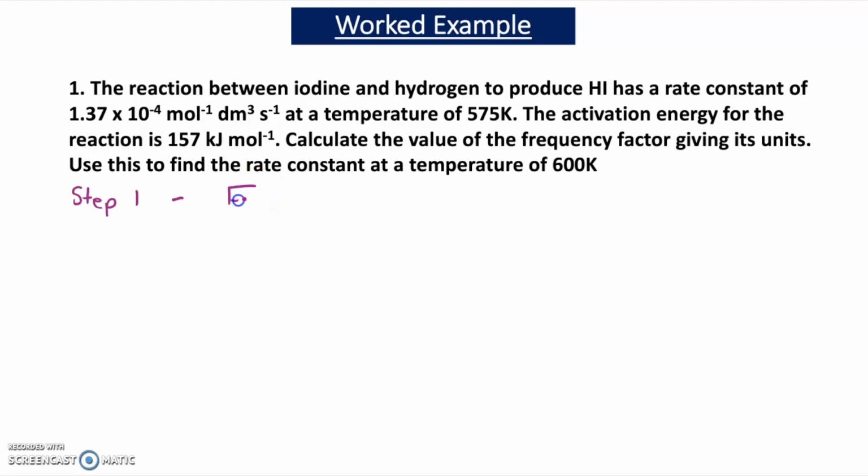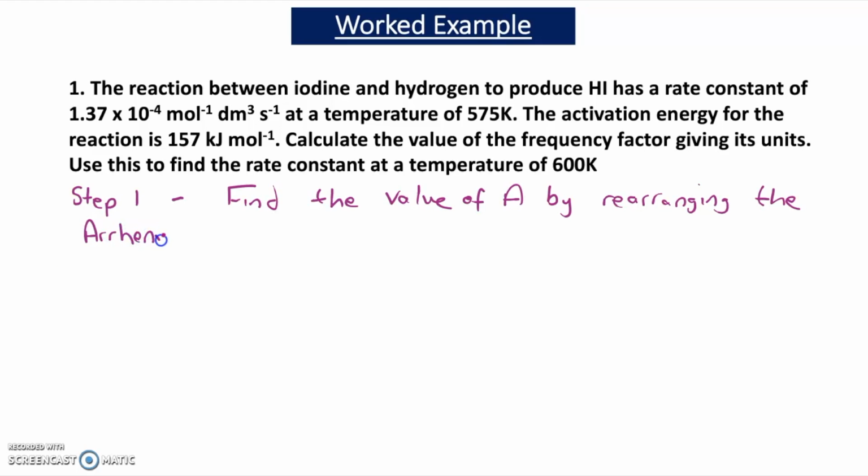So step 1 here is to find the value of A. Now A is the frequency factor, and we're going to make the assumption here that going from 575 Kelvin to 600 Kelvin would not change the value of A. So to work out the value of A, we're going to rearrange the Arrhenius equation. And this is k is equal to A e to the minus Ea over RT.